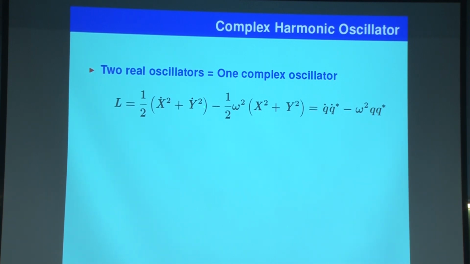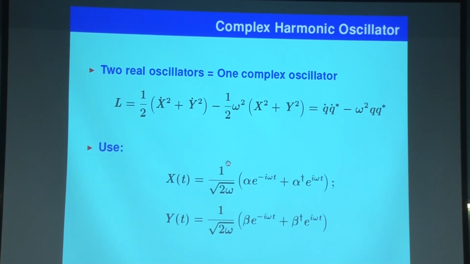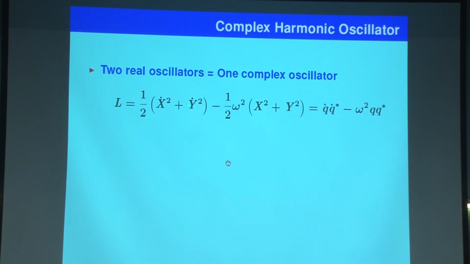So half x dot square plus y dot square minus half omega square times x square plus y square. That can be written as, if you take x plus iy as one variable, this is q dot times q dot star, or mod q dot square, minus mod q square times omega square. So this is the oscillator I will be looking at.